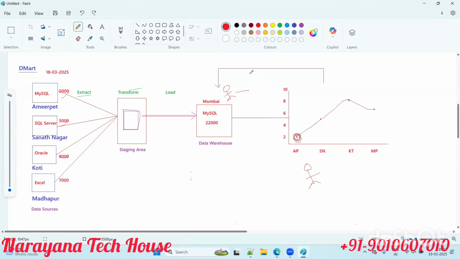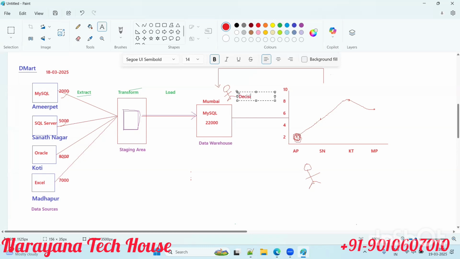That's called decision making, guys. They are called decision makers. And we people, who are we? Data analysts, guys. We are the data analysts.